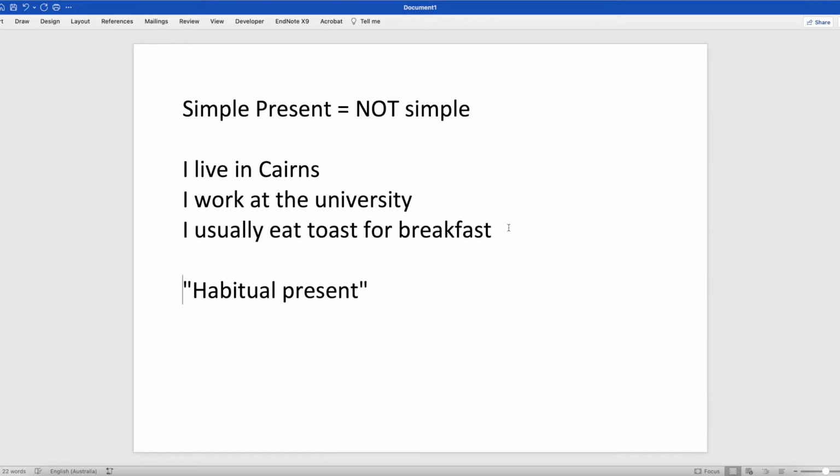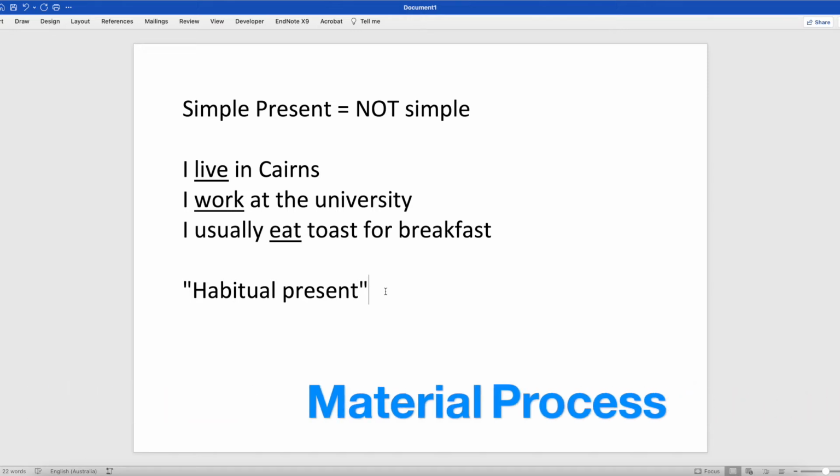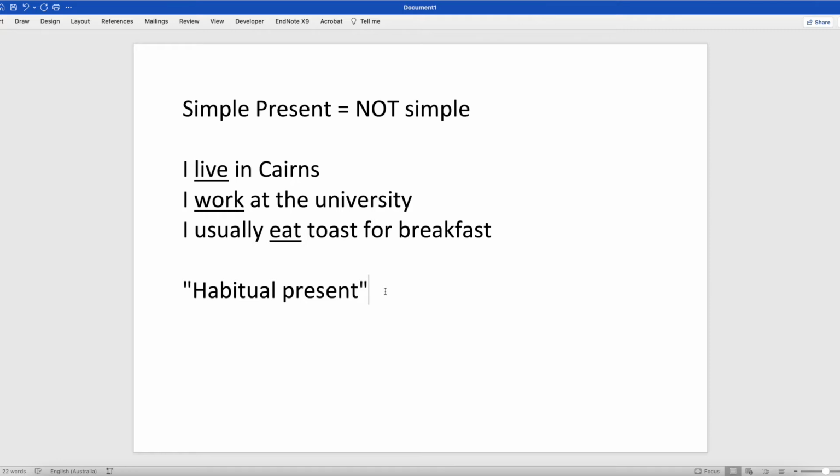Now, there is one thing that all these sentences have in common, and I wonder if you can guess what that is, apart from them all being the simple present tense or the habitual present tense. Can you guess, or can you recognize what these three sentences have in common? So the answer is that they all are material processes. Now, if you've never heard of a material process, I'll explain what that is right now.